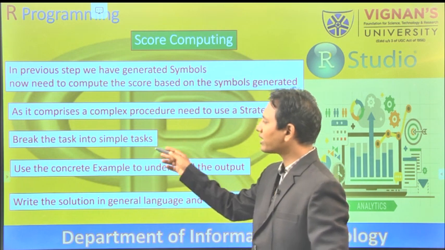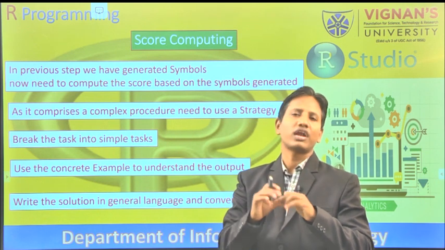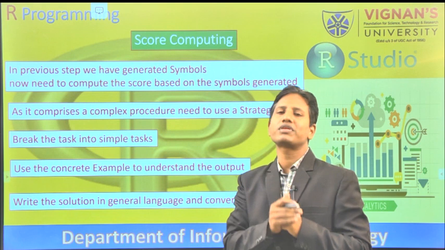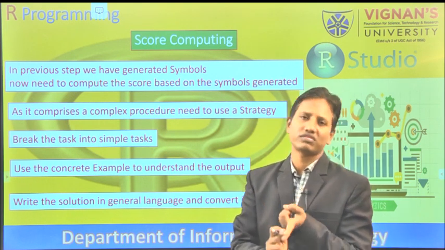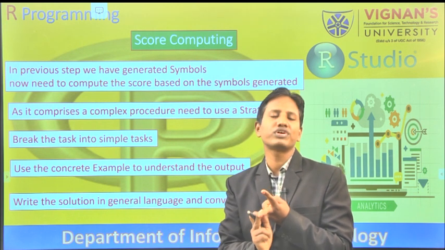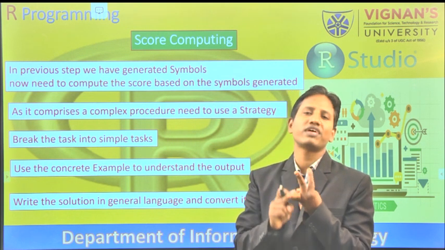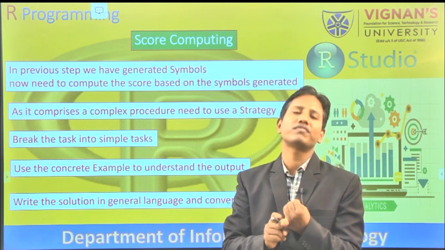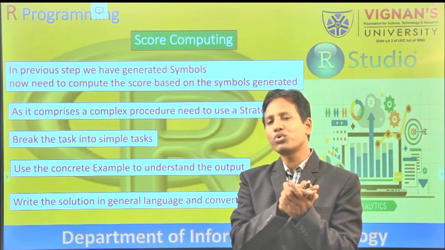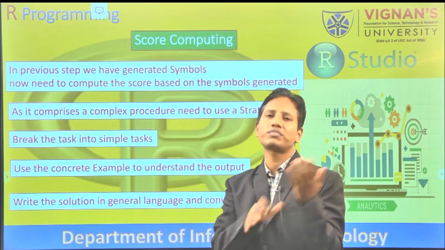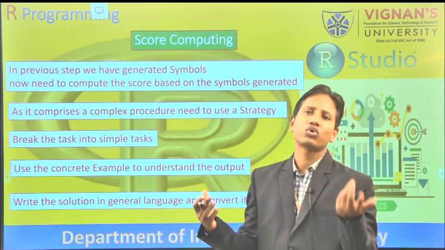So here our entire task, computing the amount for the symbols, is divided into 4 subtasks. First task is to check for the 3 same symbols. Second is check for all bars. Third is check for the number of cherries available. And the fourth is how many Ds are available, that is diamonds are available. Like this, we are going to divide the task into 4 subtasks. And for each and every task we are going to write a code.